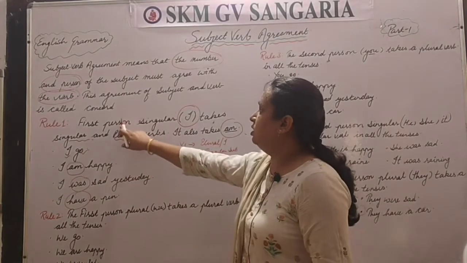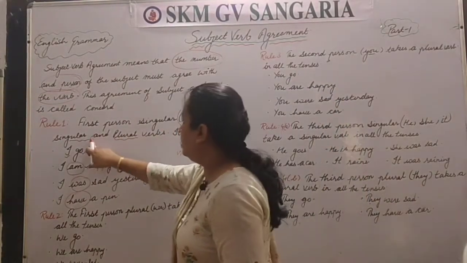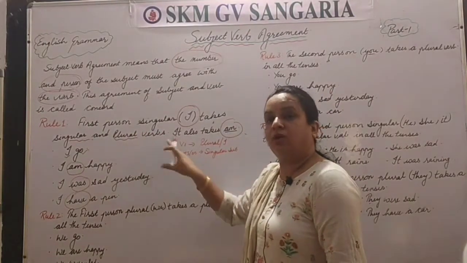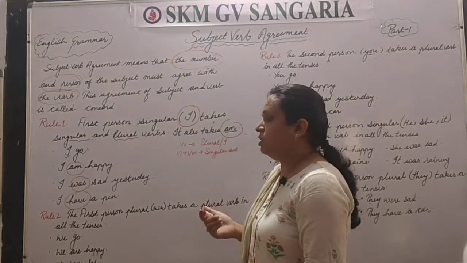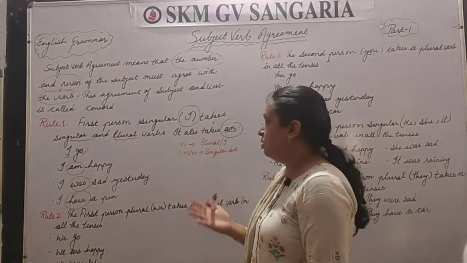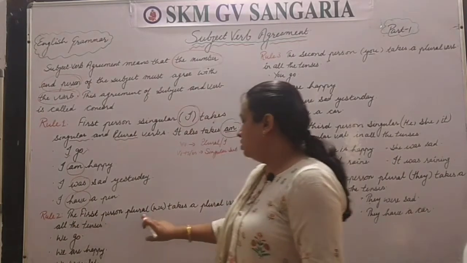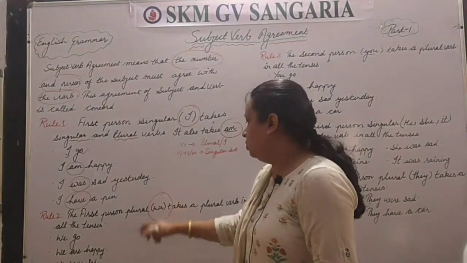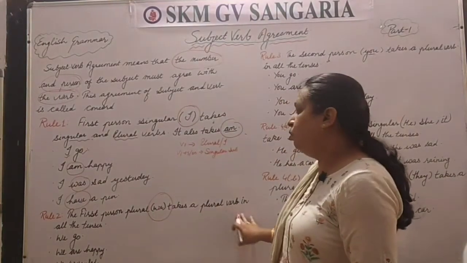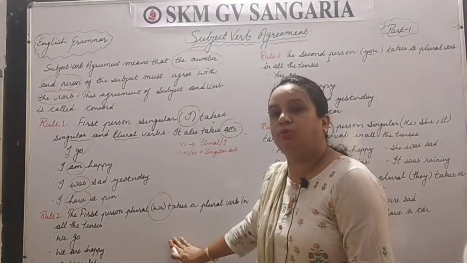Once again, first person singular, that is I, takes singular and plural verbs according to the tenses, according to possession, according to being or statement. Next is rule number 2. The first person plural, we, takes a plural verb in all the tenses.